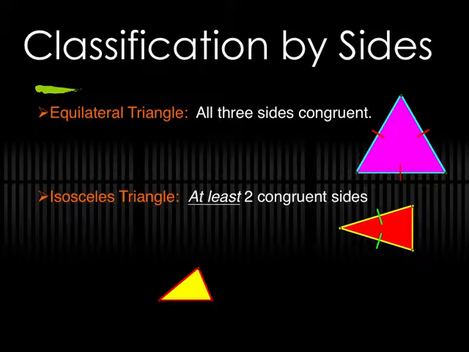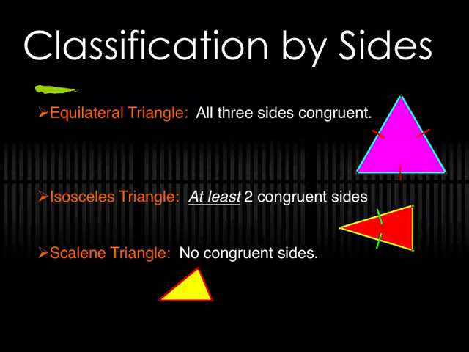And then the third, scaling. No congruent sides. Remember, we have tick marks here showing congruencies. No tick marks on the scaling because none of them are congruent.